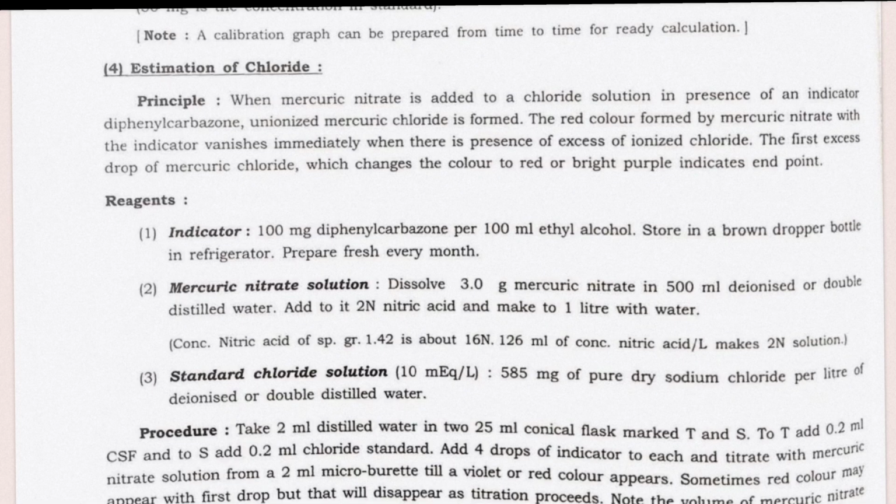Reagents: indicator, 100 mg diphenyl carbazone per 100 ml ethyl alcohol. Store in a brown dropper bottle in a refrigerator. Prepare fresh every month. Mercury nitrate solution: dissolve 3 gram mercury nitrate in 500 ml deionized or double distilled water. Add to it 2 normal nitric acid and make up to 1 liter with water. Concentration: nitric acid of specific gravity 1.42 is about 16 normal. 126 ml of nitric acid per liter makes 2 normal solution. Standard chloride solution: 10 milliequivalent per liter. 585 mg of pure dry sodium chloride per liter of deionized or double distilled water.